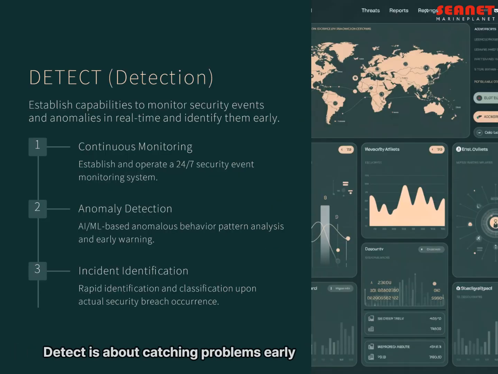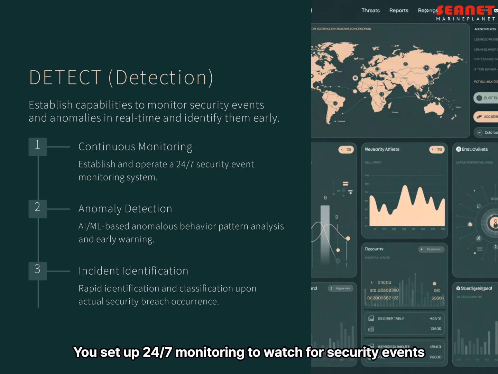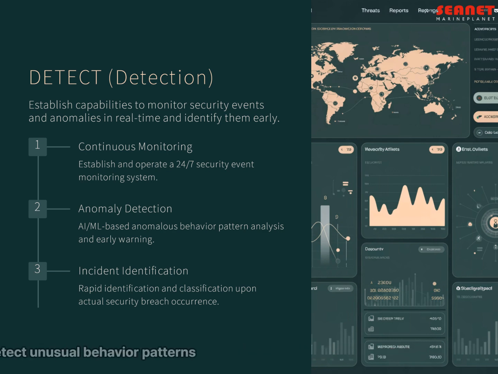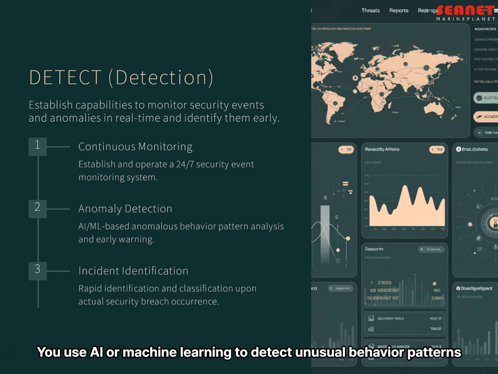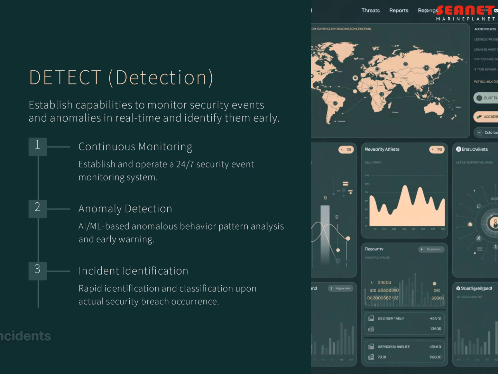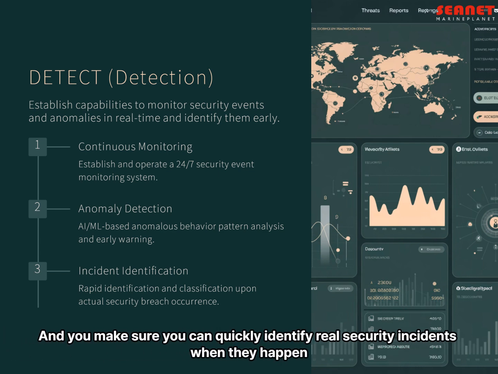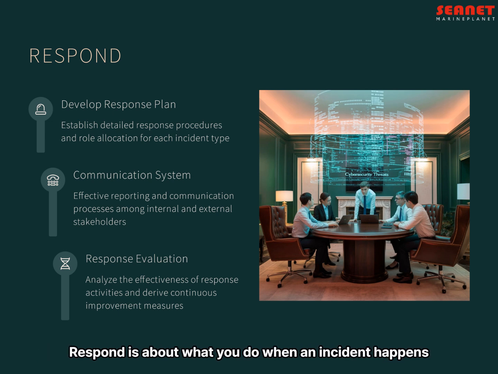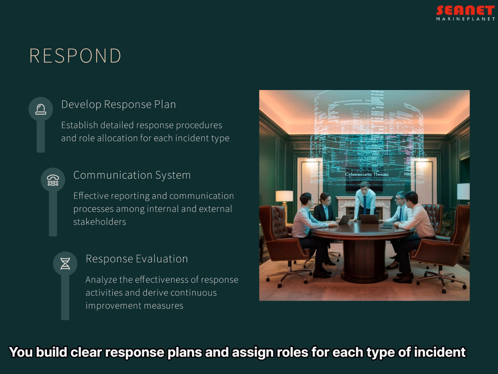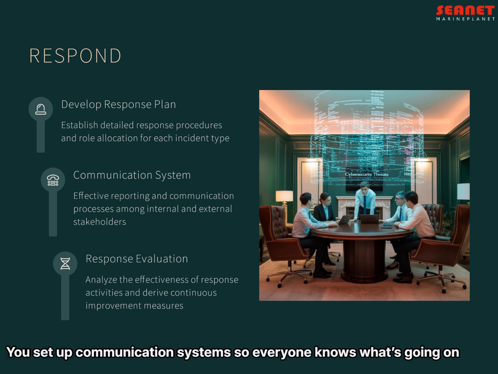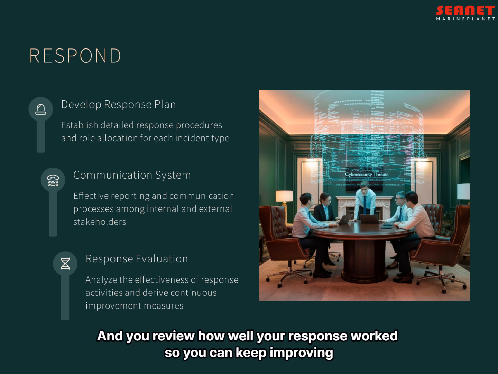Detect is about catching problems early. You set up 24/7 monitoring to watch for security events. You use AI or machine learning to detect unusual behavior patterns, and you make sure you can quickly identify real security incidents when they happen. Respond is about what you do when an incident happens. You build clear response plans and assign roles for each type of incident. You set up communication systems so everyone knows what's going on. And you review how well your response worked so you can keep improving.